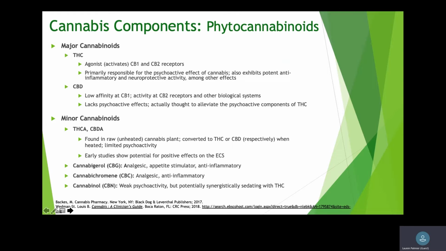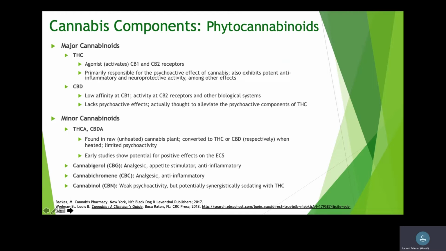So other minor cannabinoids that are really starting to come to the forefront, and you may have heard of some of these: THCA, CBDA. So these are the precursors to THC and CBD. They're found in the raw, unheated, natural state cannabis plant. When they are heated and extracted, that's when THCA and CBDA convert to THC and CBD respectively. These components on their own, before heat and extraction, are shown to have little psychoactivity, if any, but potentially may have some other positive effects. But there are currently studies underway looking at those two components.